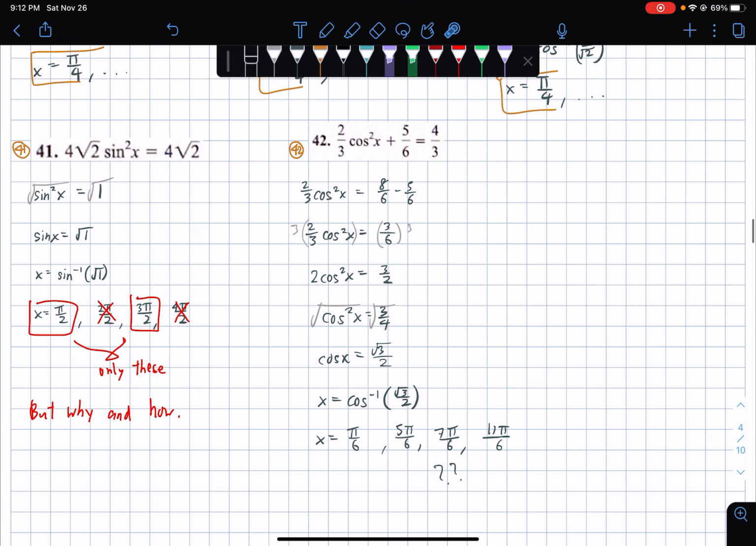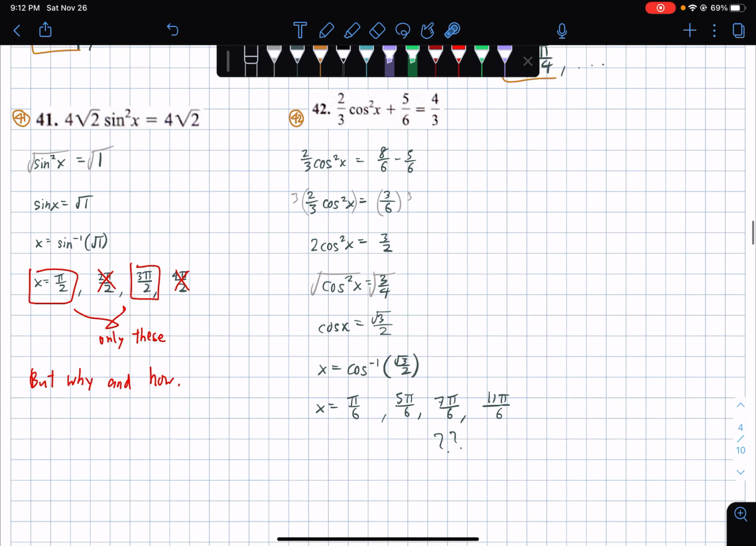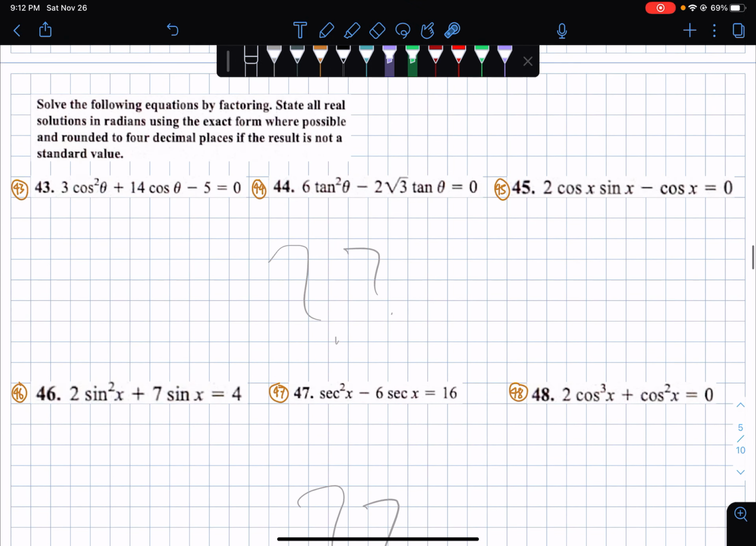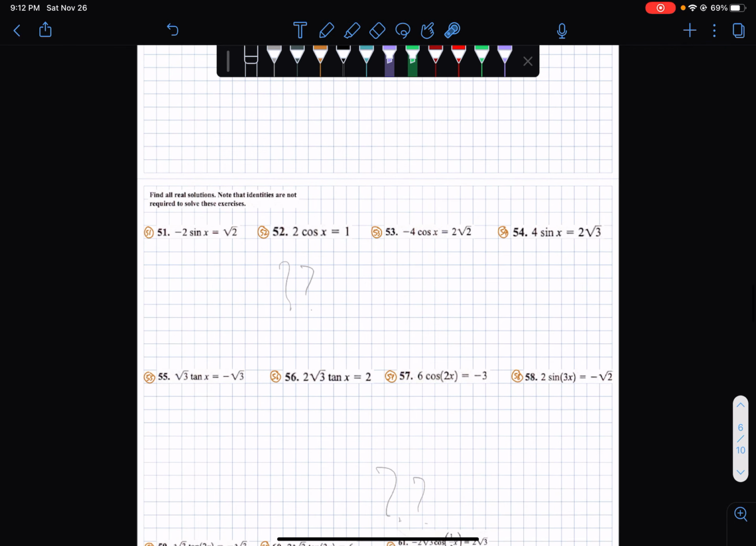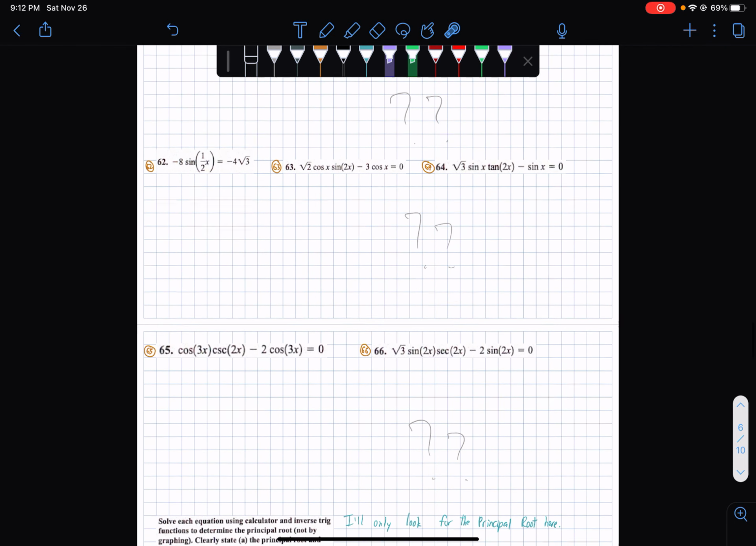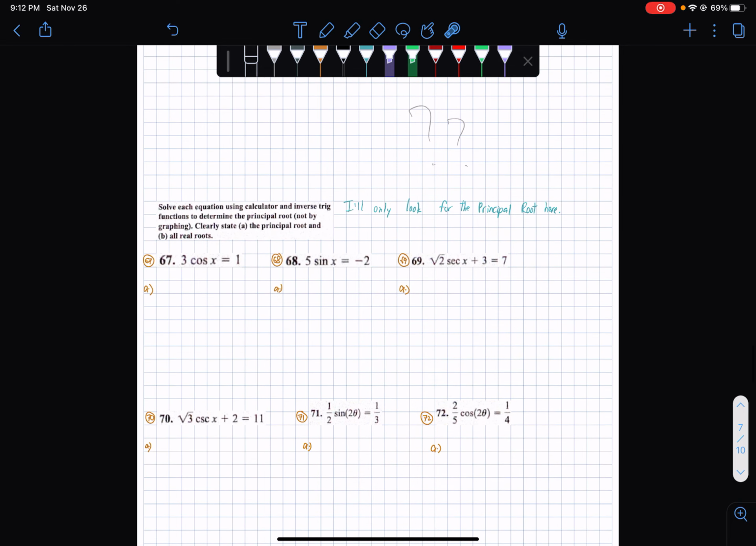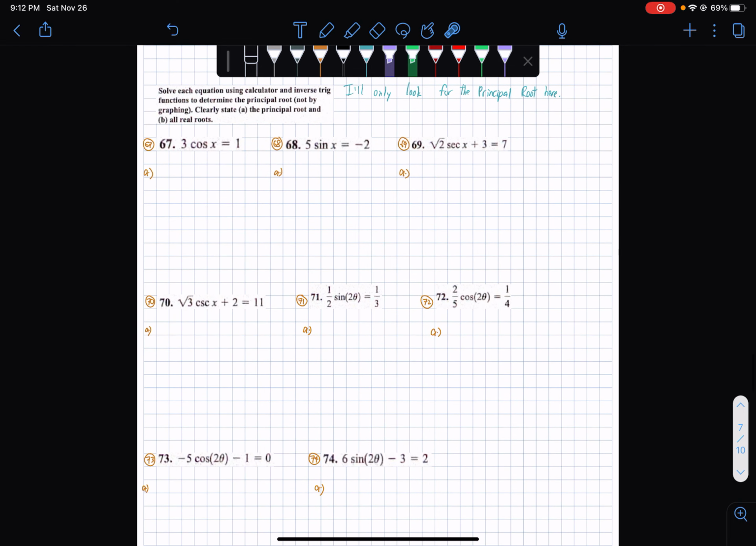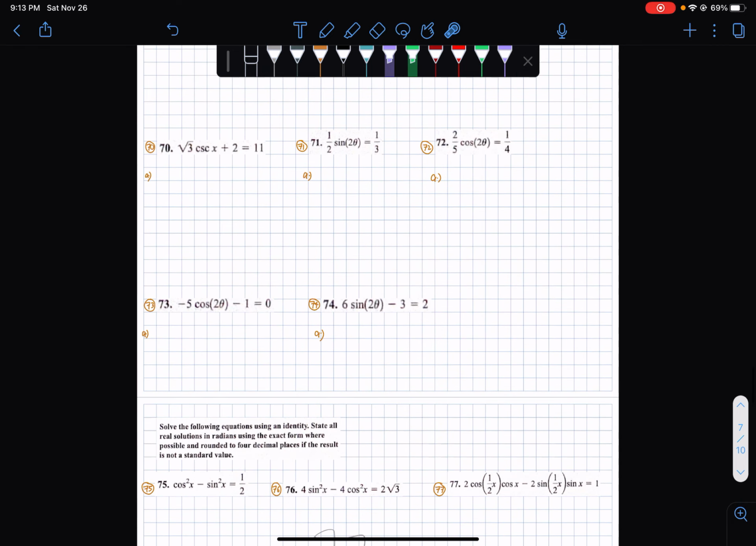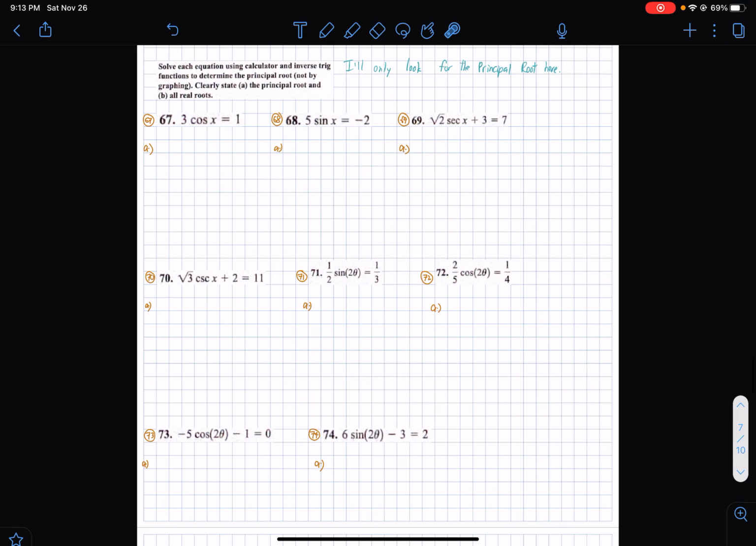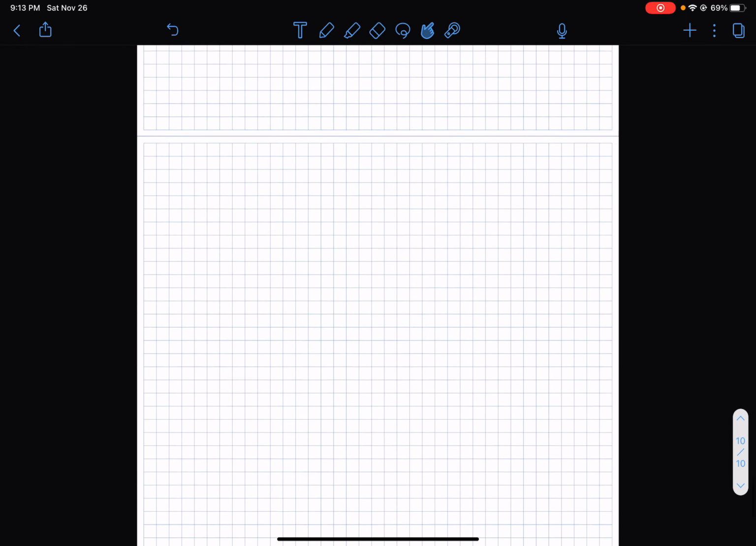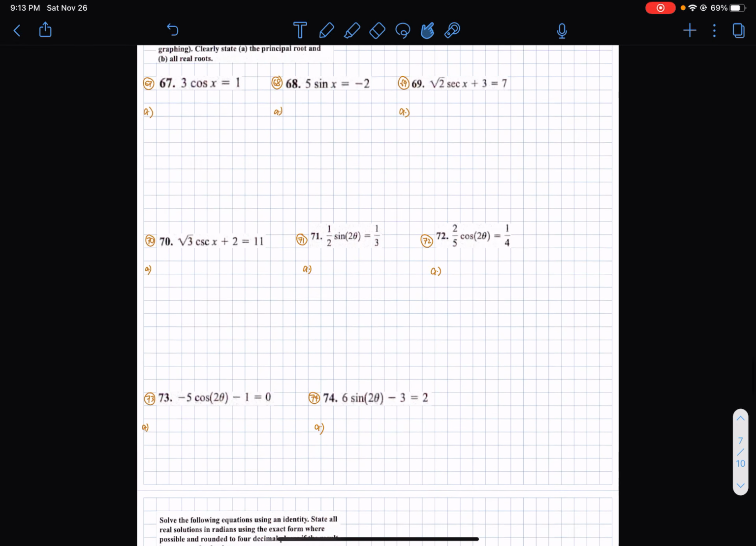Numbers 41 and 42 are skipped. As you can see, I don't know how to solve them, as well as numbers 43 to 50, 51, all the way to 64, 65, 66. Okay, we'll resume with solving number 67. I think this part would be the last that I could solve, numbers 67 to 74. Everything else I wouldn't be able to do.